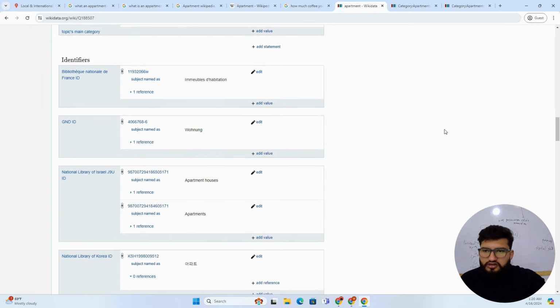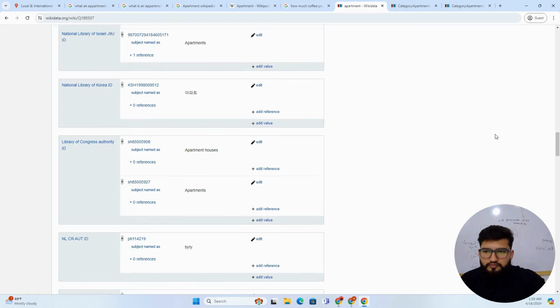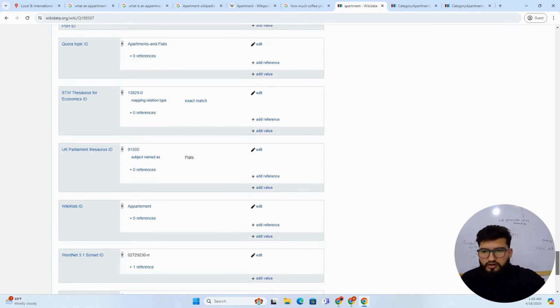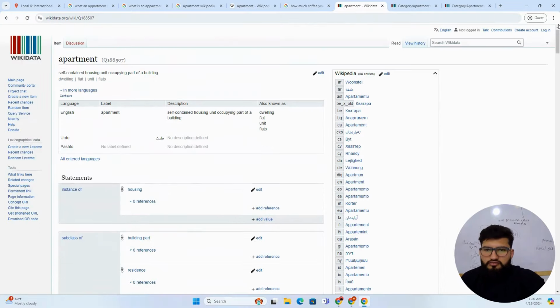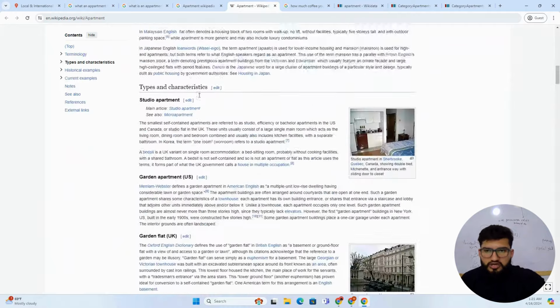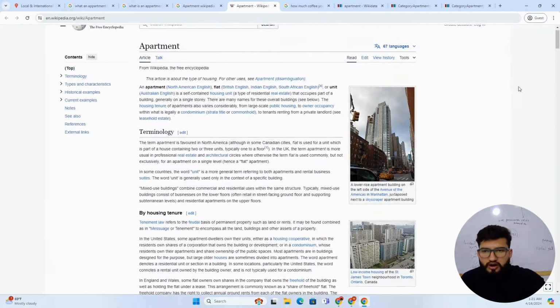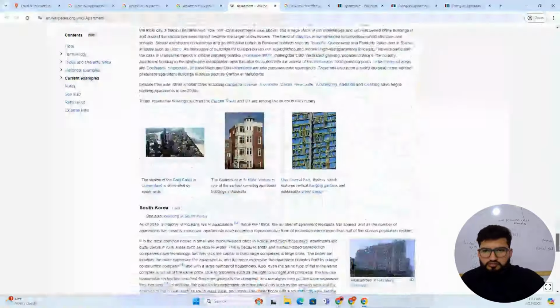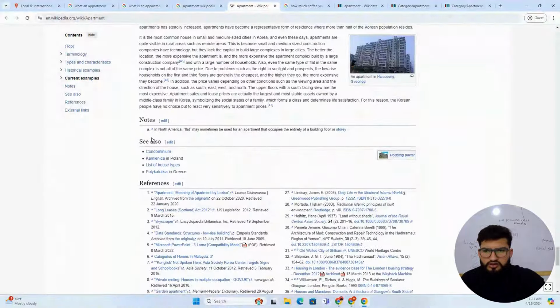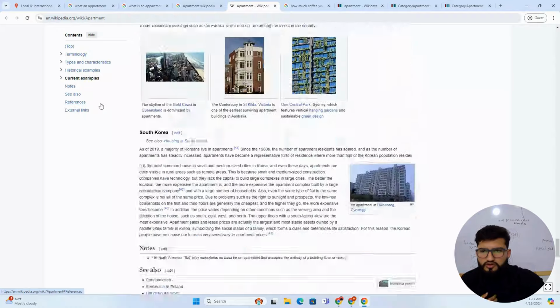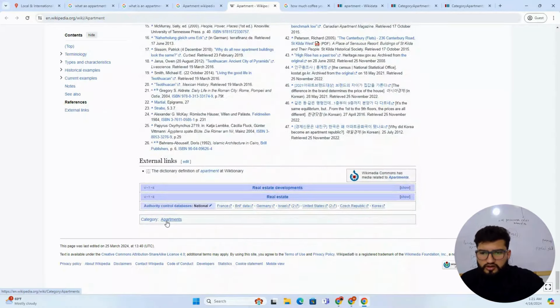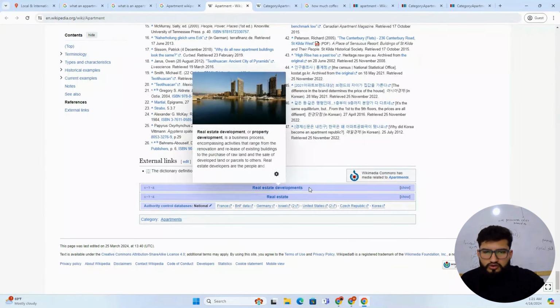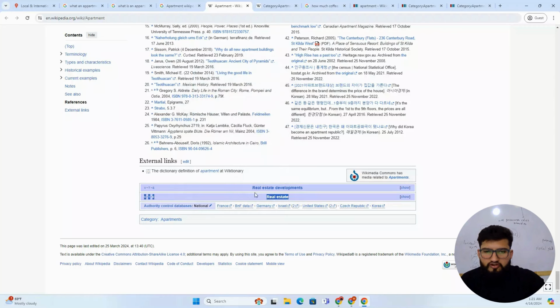Also, what I'm thinking, if you can grab the other pages that are published on Wikipedia or Wikidata related to apartment, that would be a very win-win situation. For example, if you go deeper, you can see the category apartment. You can also see some more links like real estate development, real estate. So the parent category is real estate, then apartment.